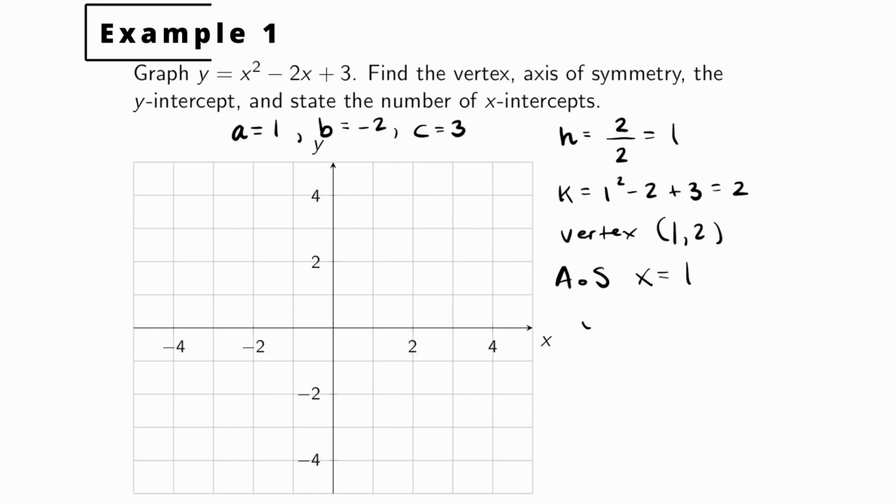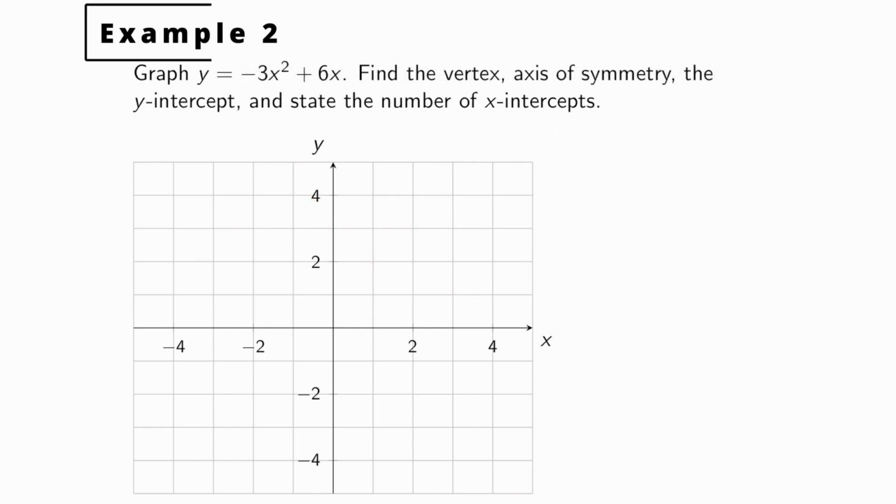And then finally, you get the y-intercept by plugging in x equals 0. That's always going to give you the constant coefficient, which is c. So the y-intercept in standard form is just going to be c, which is 3. And we can graph this now. Here's our vertex at (1, 2). It's going to cross the y-axis at 3, like we just said. And it should look like this. We notice that it has no x-intercepts.